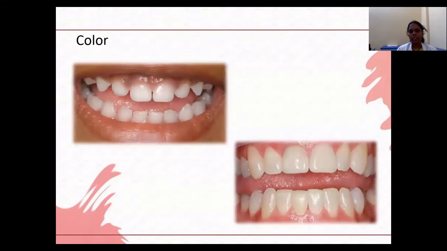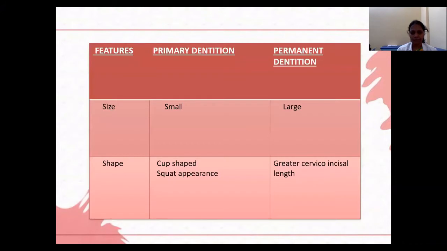Next, moving on to the color-wise difference between the primary and the permanent teeth. Here, in the first image, the color of the primary teeth is milky white. Why does it look milky white? Because the refractive index for these teeth is the same as the refractive index of milk. So it looks white in color, but for permanent teeth the color will be yellowish.